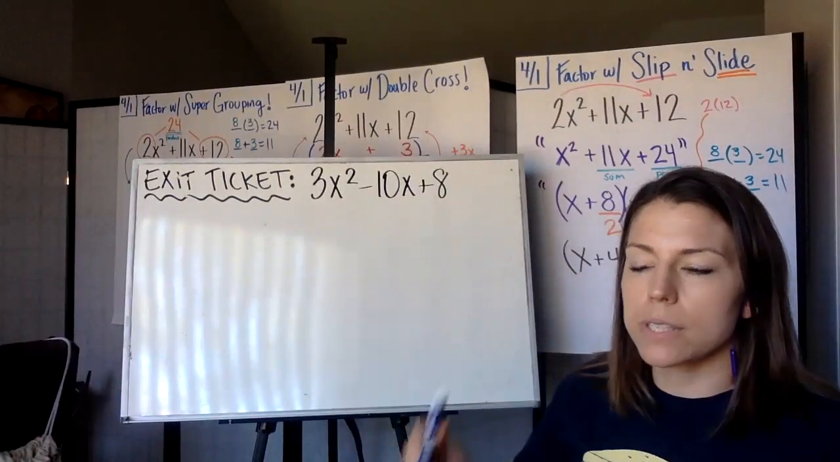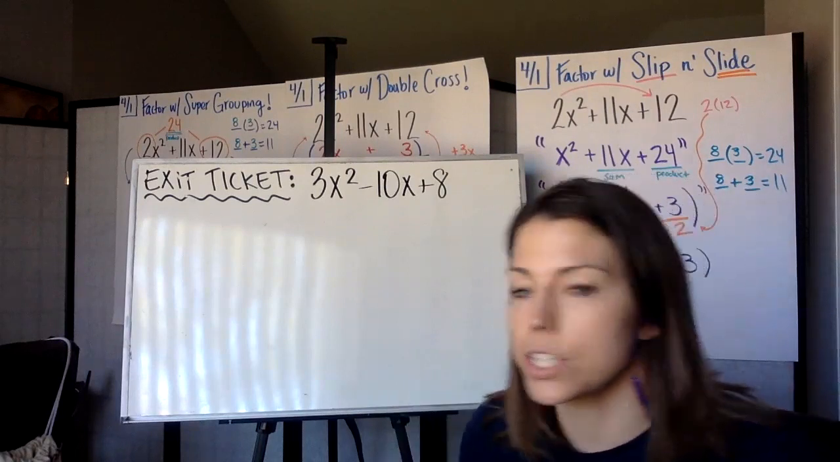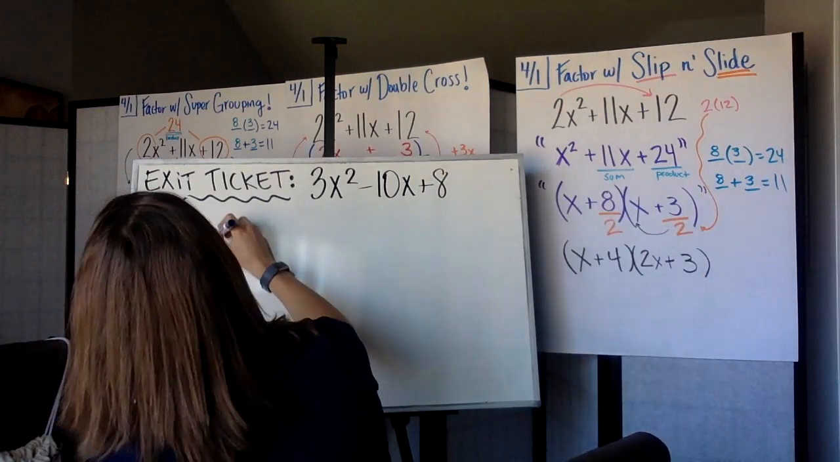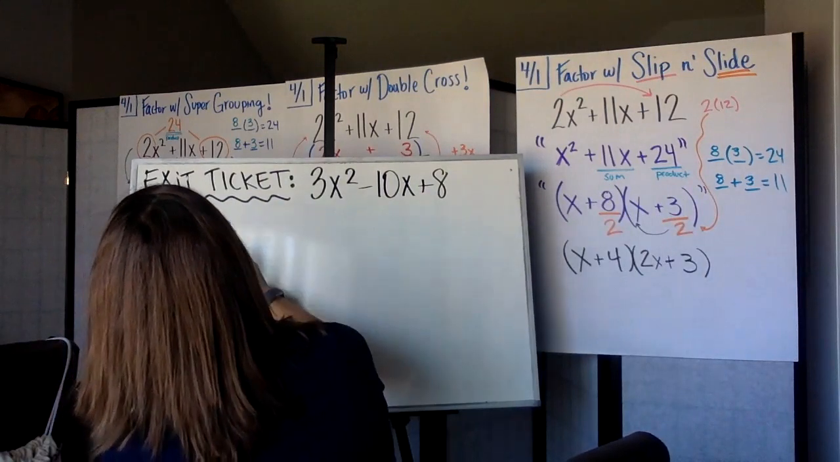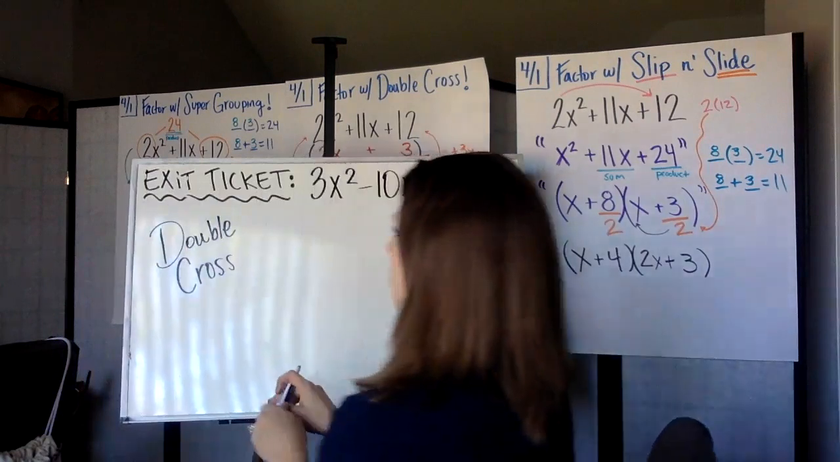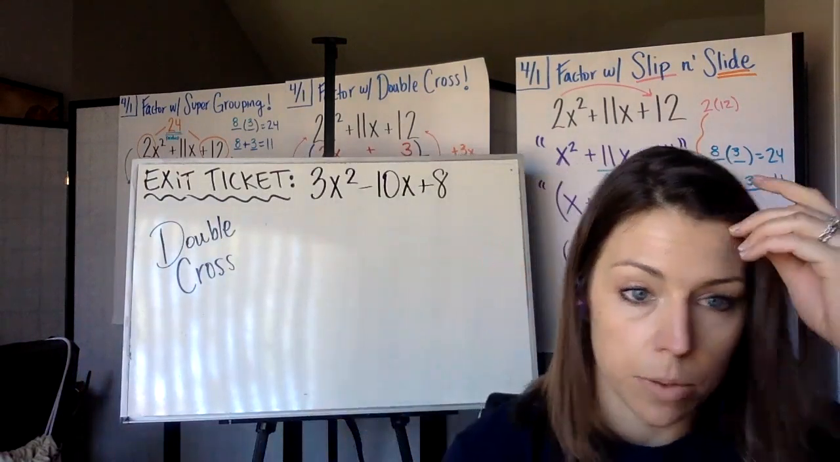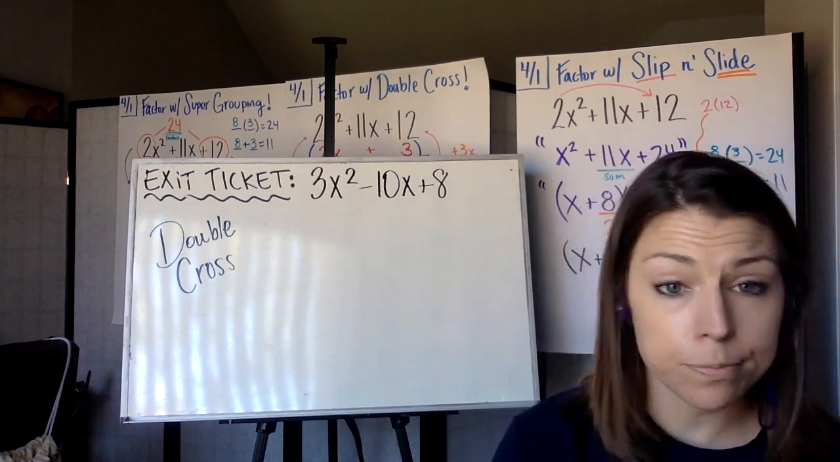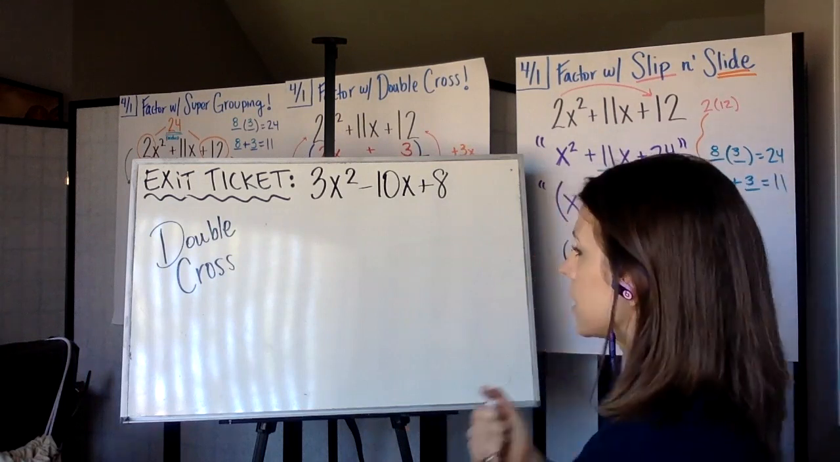Exit ticket part 2. Same expression. Now we're going to do it with double cross. Which, fun fact, double cross is also known as the McDermott method. The reason why it's known as the McDermott method is because Mr. McDermott was the one who taught it to the rest of the math department. True story. All right, double cross.